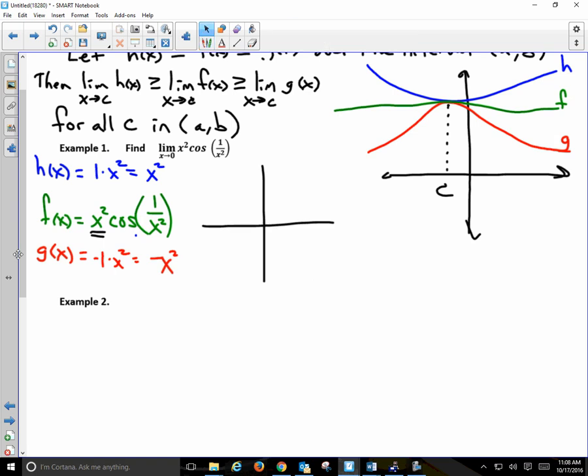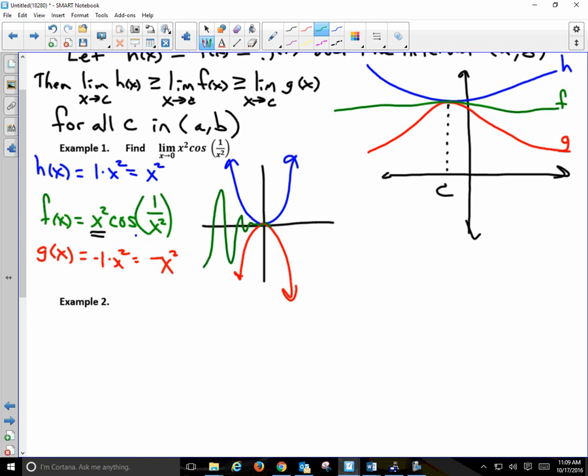So what do you have? Well, let's graph it. What does the blue function look like? What does x squared look like? Parabola. What does negative x squared look like? Well, what are we approaching? 0. So the green function, I don't know what it looks like. Probably looks something like this. Okay. I know that the green function sits between the blue and the red the entire time.